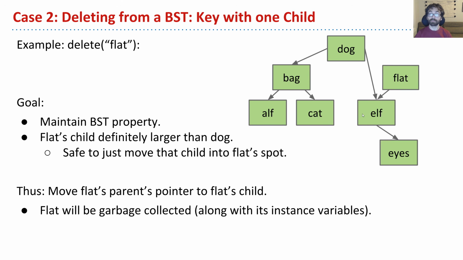And in this case, flat will get garbage collected along with its instance variables. And remember that one of those instance variables will be the address of elf. So the garbage collector in this case does not care that flat is pointing at elf, that it still has something it cares about in the world. Too bad, you're gone. Nobody's pointing at you, so you gotta go away.